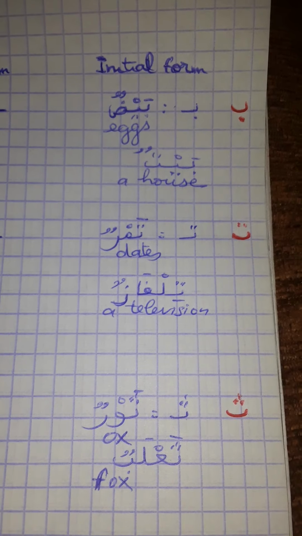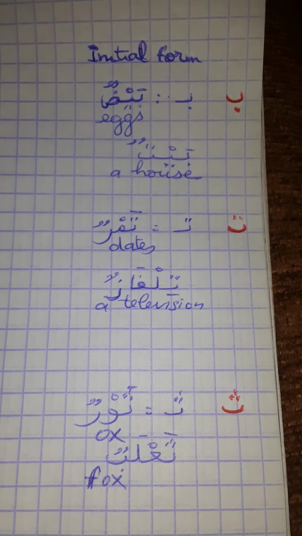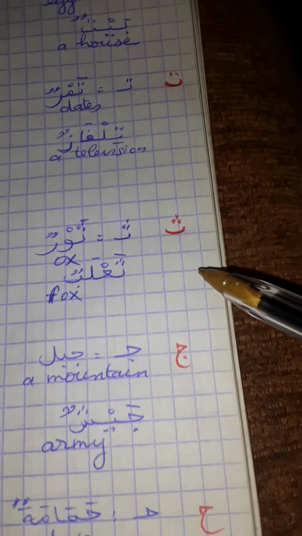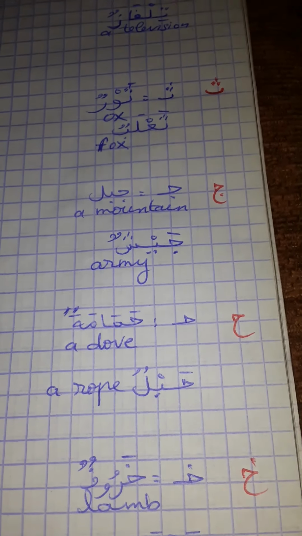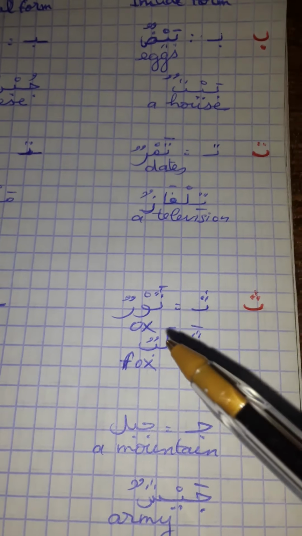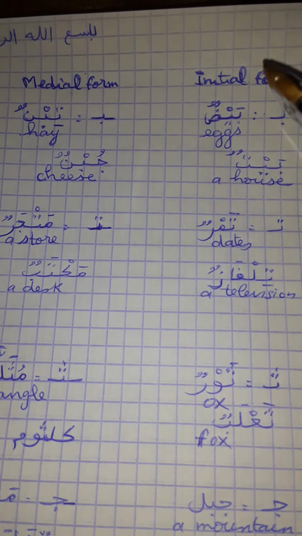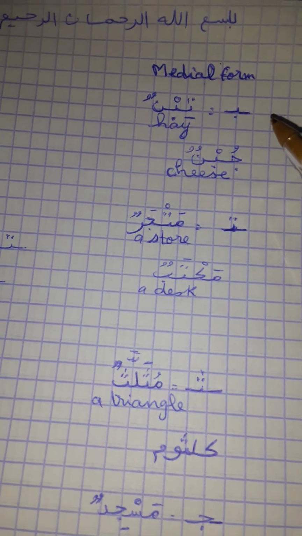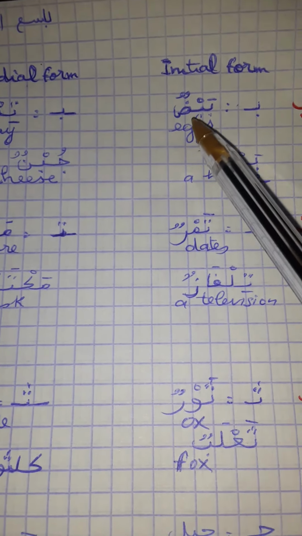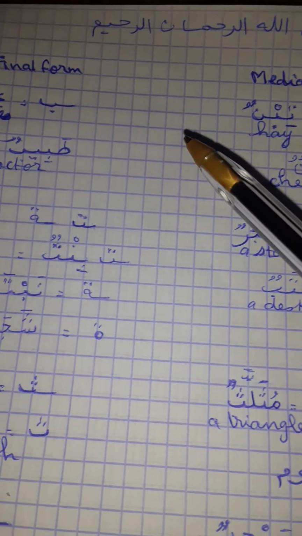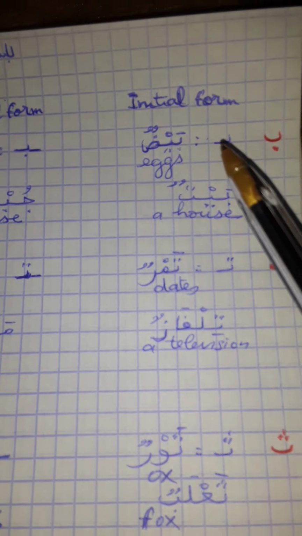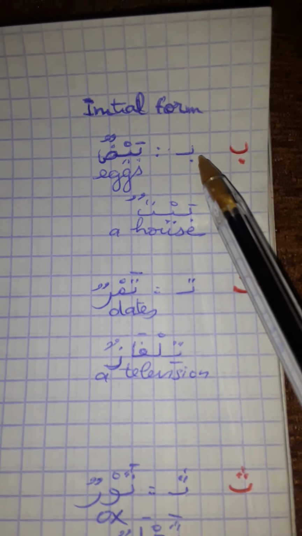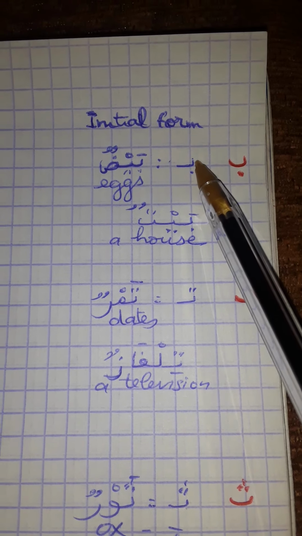And today's video will be about how to connect letters, especially the letters ba, ta, tha, jim, ha, and kha. They change their shapes according to these positions: initial form, medial form, and final form. So let's start with the letter ba. In its initial form, it's written like this. Okay.